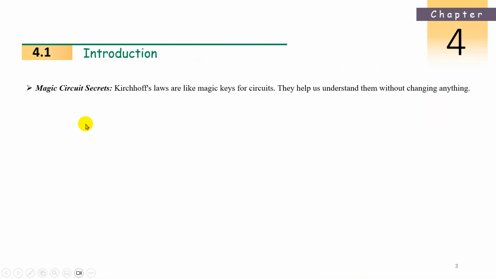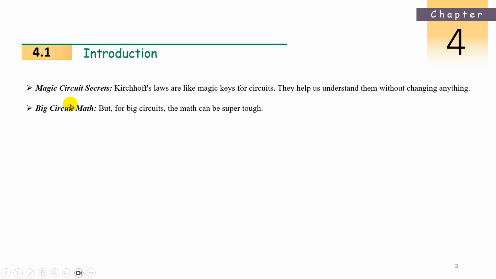So what we studied till now, as per the magic circuit secrets, Kirchhoff's laws are like magic keys for circuits. They help us understand them without changing anything. Means directly apply Ohm's law, directly apply Kirchhoff's law. Kirchhoff's laws, what are they? Kirchhoff's voltage law, Kirchhoff's current law. In this we apply Ohm's law also. So no need of modifying the circuit. Just observe the circuit and write the equations and you will finish it. So this is called magic circuit secrets.